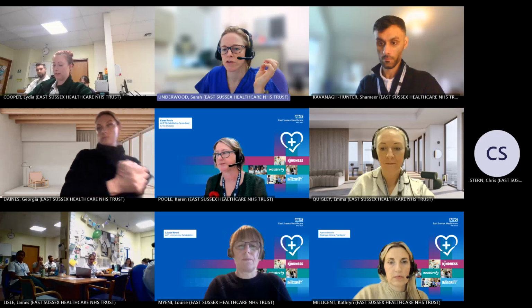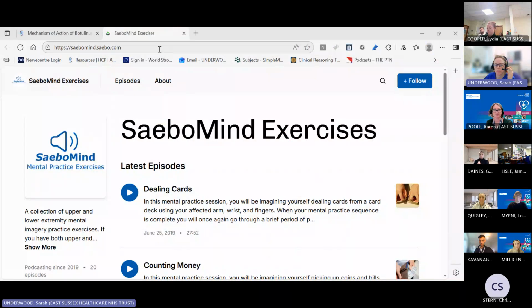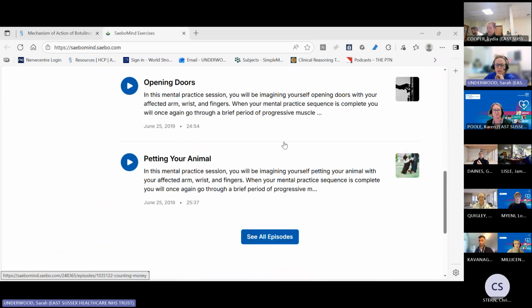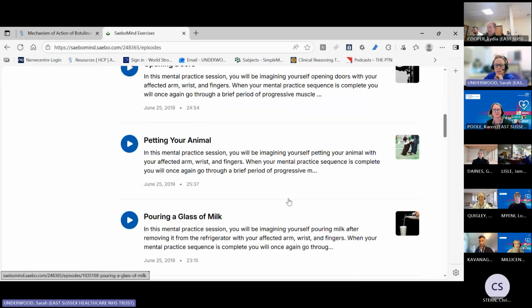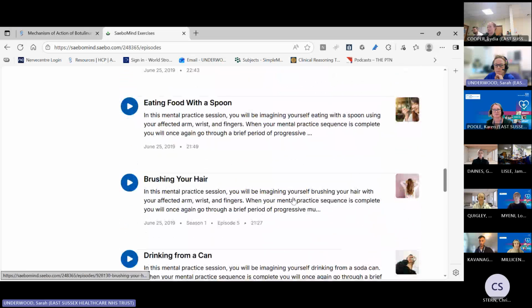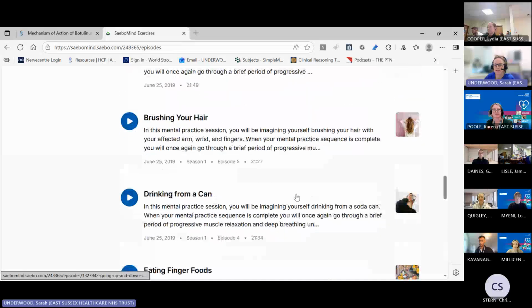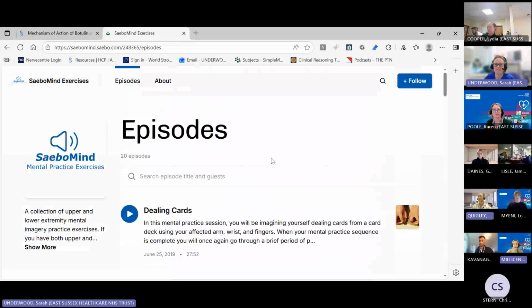So if those joined, Emma was just letting us know about the Sabo Mind, which has lots of mental practice pre-recorded, pre-designed scripts. Oh, they look great. There's loads. So that might be a really good resource because we did explore mental imaging, but it takes quite a lot of time to develop those resources, and Sabo have done that bit. I would say they're very thorough, very in-depth, and actually probably more in-depth than we would potentially have done ourselves. So yeah, definitely worth having a little look. All free to access as well, aren't they? Which is great.